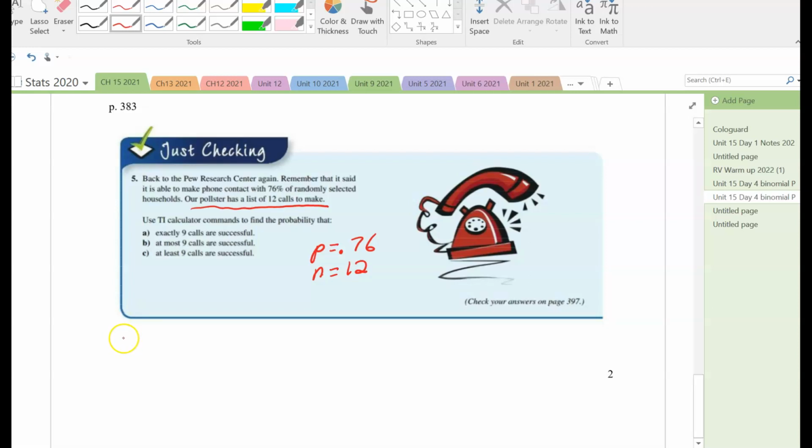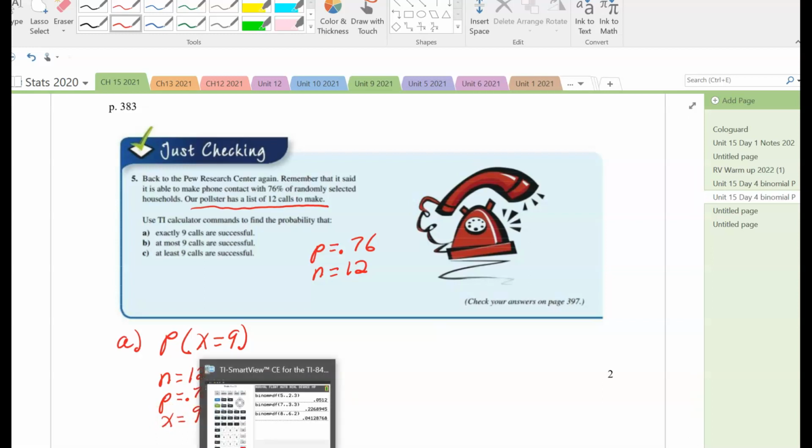Okay, and we're only going to do part A of this problem today. So I want to know the probability that 9 calls are successful. So this time I'm just going to use my calculator command. Number of trials is 12. The p-value is 0.76. And we want 9 successes.